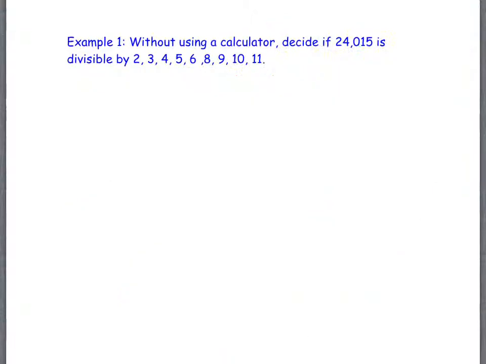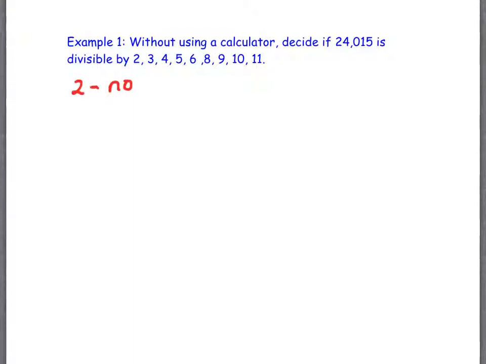Okay. Here's a number for us. 24,015. We're going to decide if the number is divisible by each of the following without using a calculator. So what that means is you need to be using these rules. If I ask this question on a test, even if your book doesn't phrase it this way, you're going to have to justify why it works. Saying I put it in my calculator is not going to work as good justification. Okay? So starting with 2, is it divisible by 2?